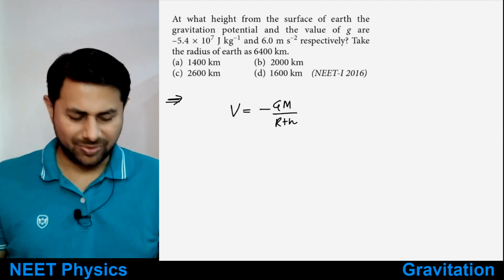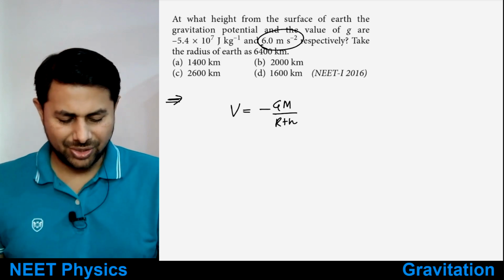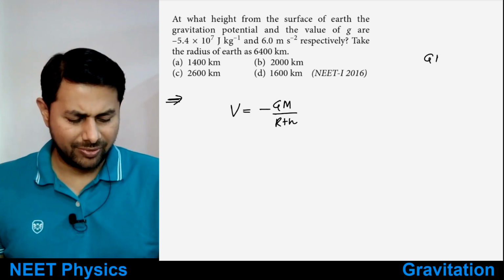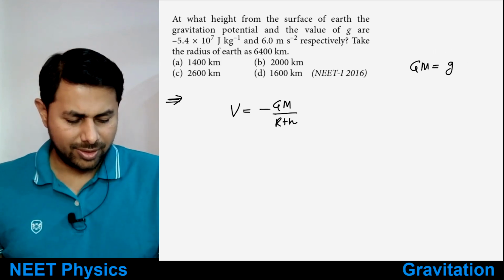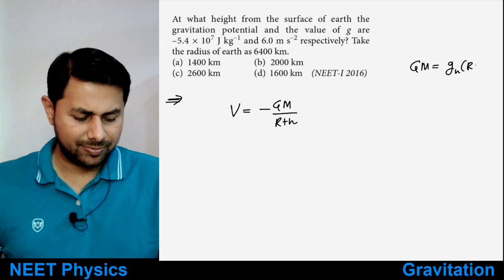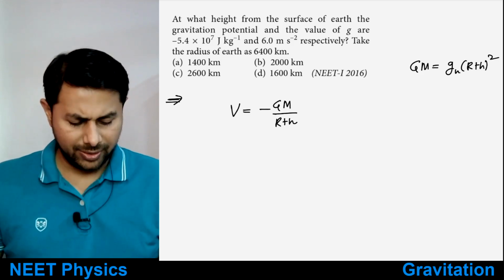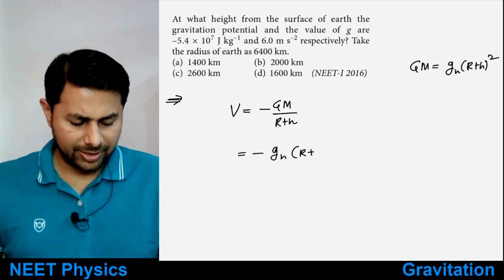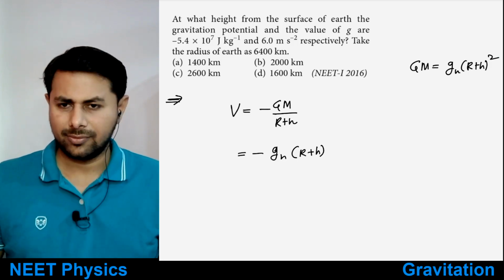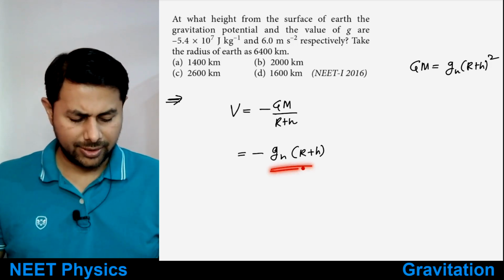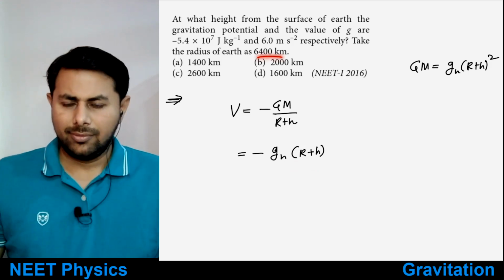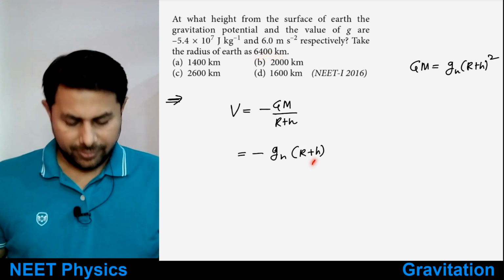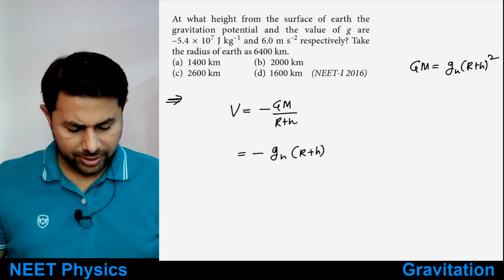But we should not use this one because acceleration due to gravity is given, right? So you can always substitute GM is equal to g_h times (R plus H) squared. And therefore you get g_h multiplied by (R plus H). Yes? And we just want the height. Is this clear?